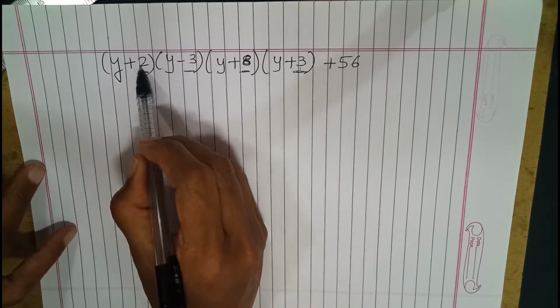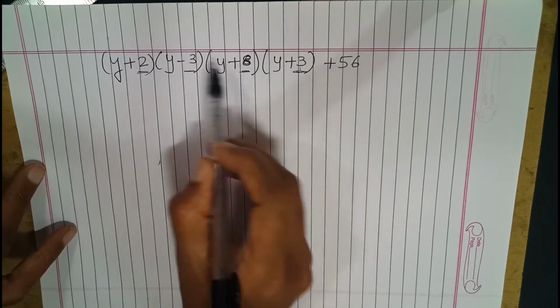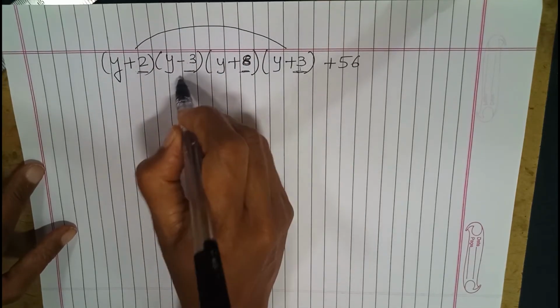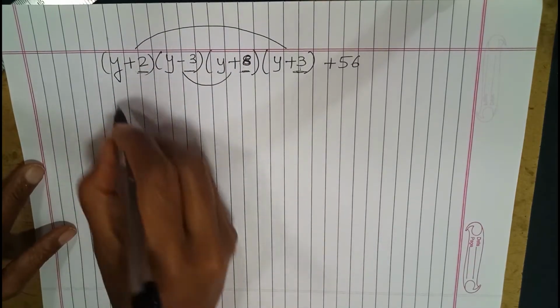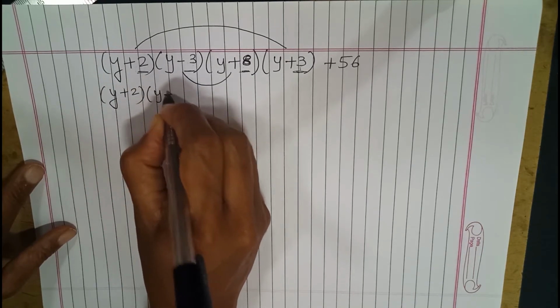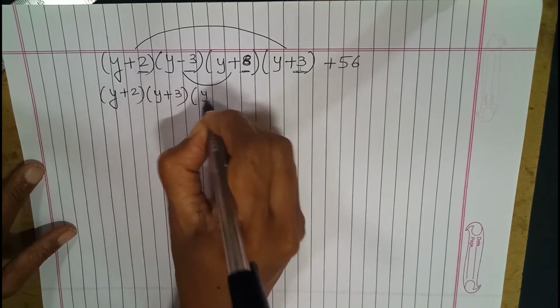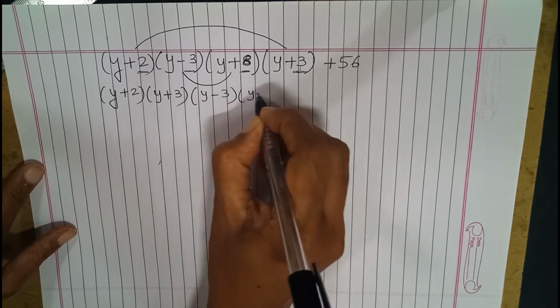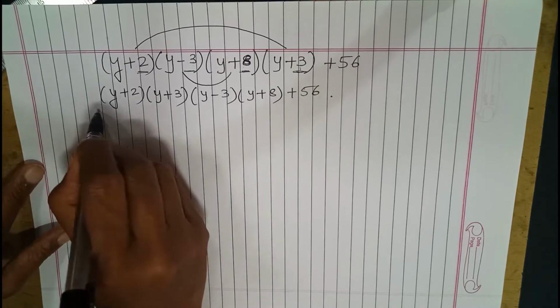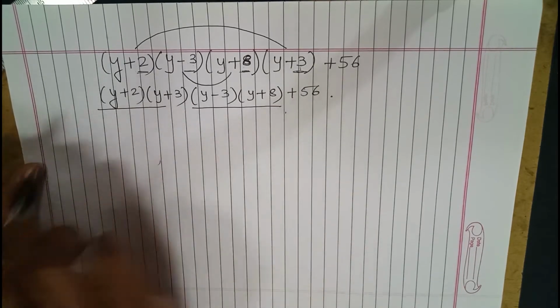So what we do is 2 plus 3 is 5 and 8 minus 3 is also 5. So we should be multiplying these two brackets and we should be multiplying these two brackets. So I just rearrange the order. I write y plus 2, y plus 3 and then y minus 3, y plus 8 plus 56. Now you see we can multiply these two brackets and these two brackets.